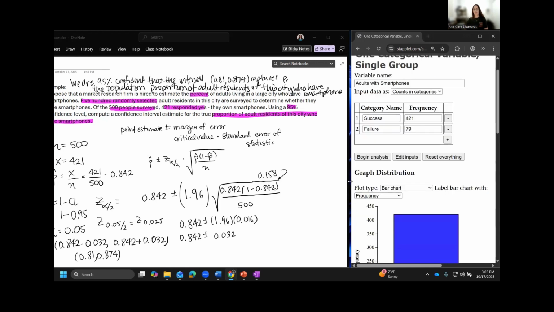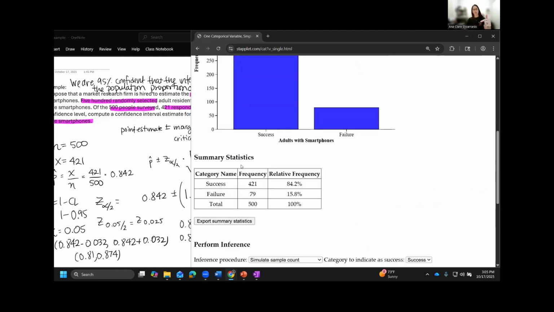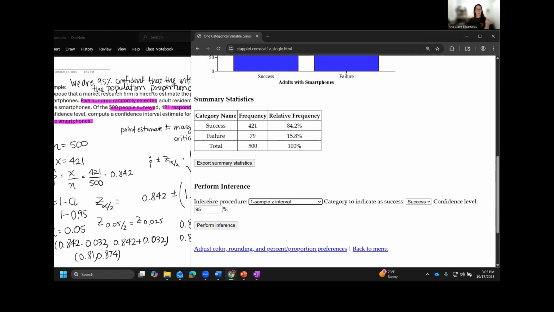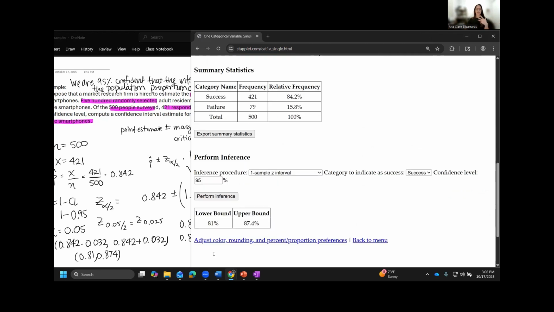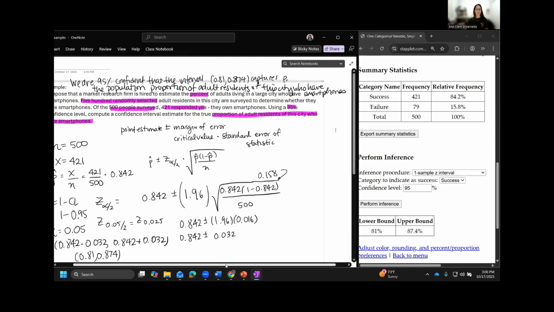Now, if you look at the image, you get the graph, and this is great, but where do I run the interval? You scroll down, you'll see perform inference. And here we are calculating the interval. I have to tell it what level, 95% is what we want. And then here is the same interval that we calculated, 81 to 87.4. The difference is that this is a percent, and we did ours as decimals. Same exact thing, it's just a different way to represent the number. Okay, let's move on to our next problem.